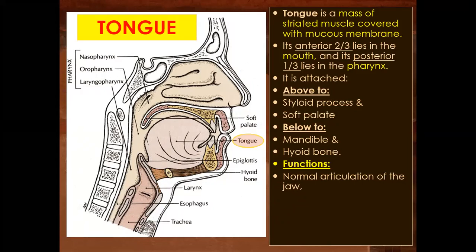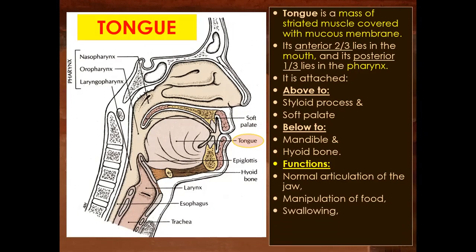So whenever the tongue moves, it helps in the articulation of the jaw and manipulation of the food. Food will be twisted and turned within the oral cavity for better chewing as well as swallowing. Whenever the food is supposed to be swallowed, the tongue will get elevated and attached to the roof or the palate, and the food is pushed in the form of a bolus into the oropharynx, and from there into the esophagus.